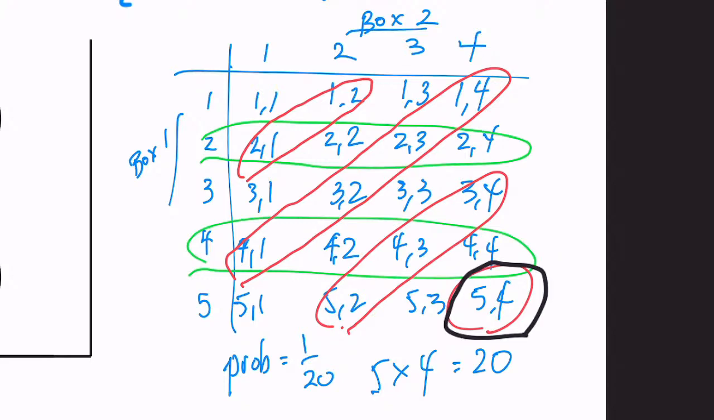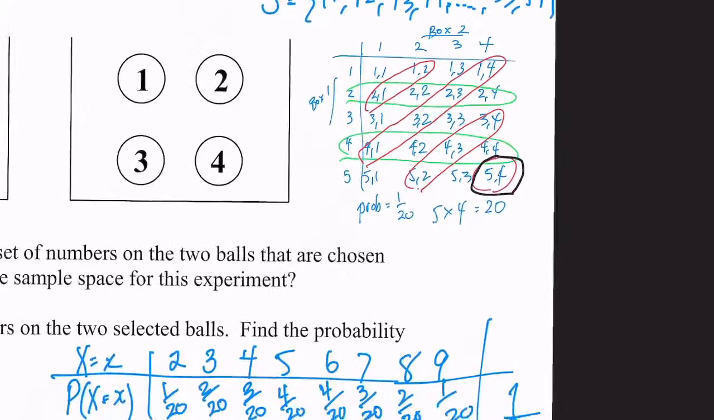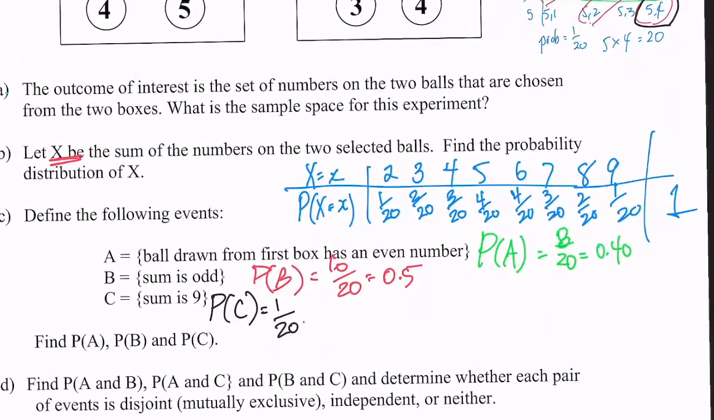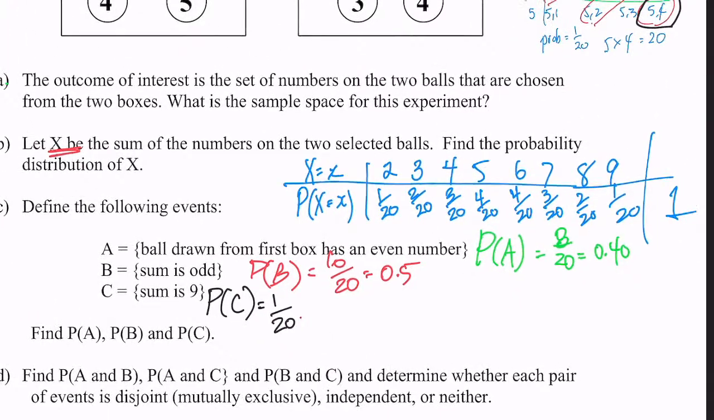Okay, so let's look at the question. Find A and B. So that's what we just did. A and C, we didn't do that yet. So let's work with A and B. Find A and B and determine whether each pair of events is disjoint, independent, or neither. So A and B, we determined that they overlap, so they are not disjoint. Being overlapping events, they could still be independent.